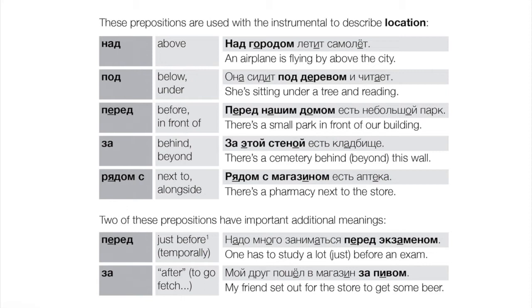Period plus the instrumental. Or за, which literally means behind, and we can think of that if you're chasing something, you're pursuing something, you're behind it, you're trying to catch it, you're after it, so to speak. We can use this in a very common expression, meaning to go pick up something at the store, right? Going to fetch something. Мой друг пошел в магазин за пивом, right? He set off for the store, literally after beer, right? He's going to get some beer. He's making a beer run.